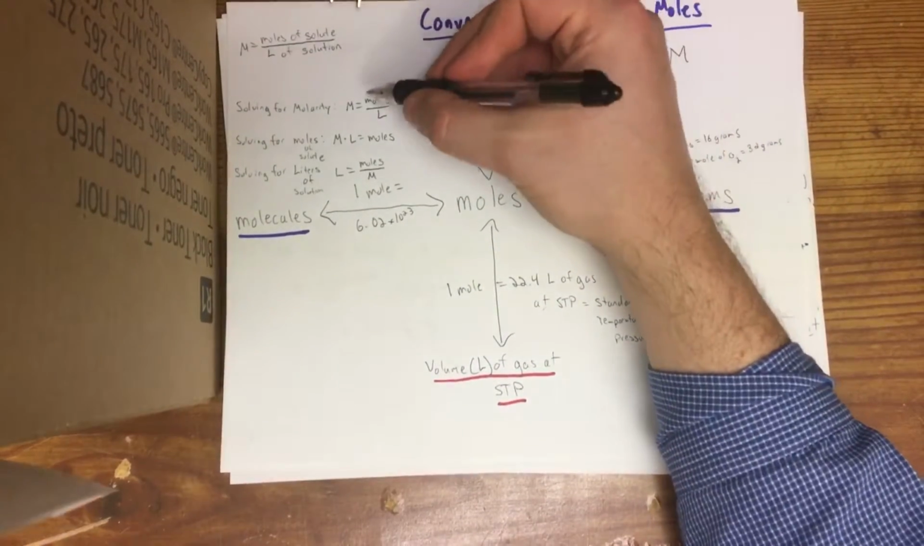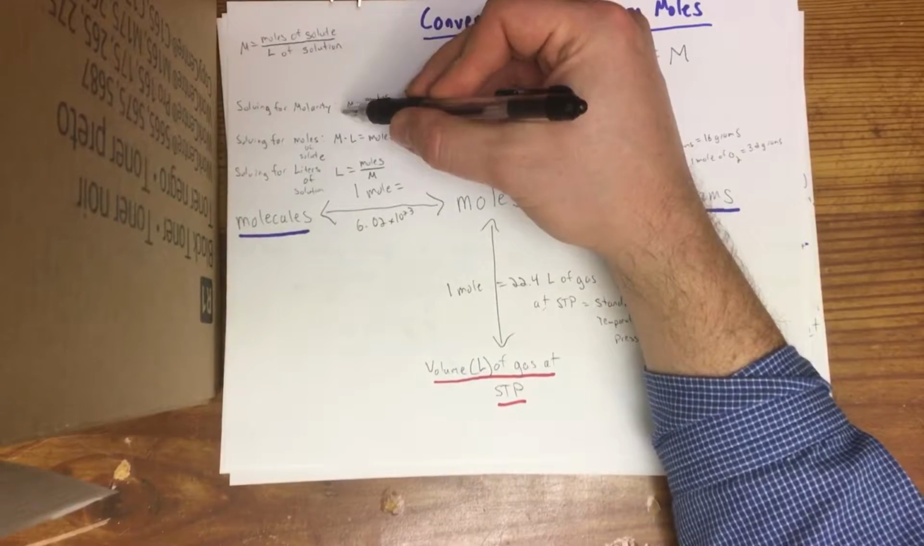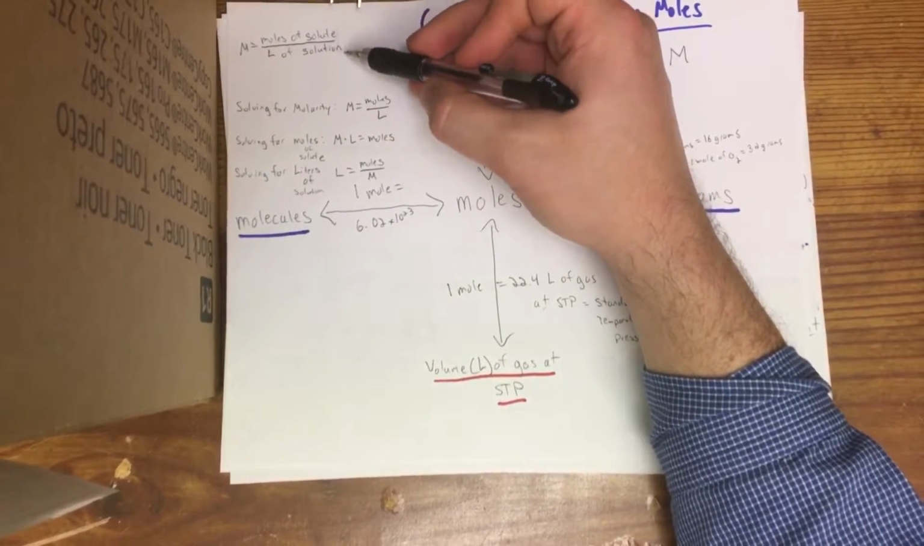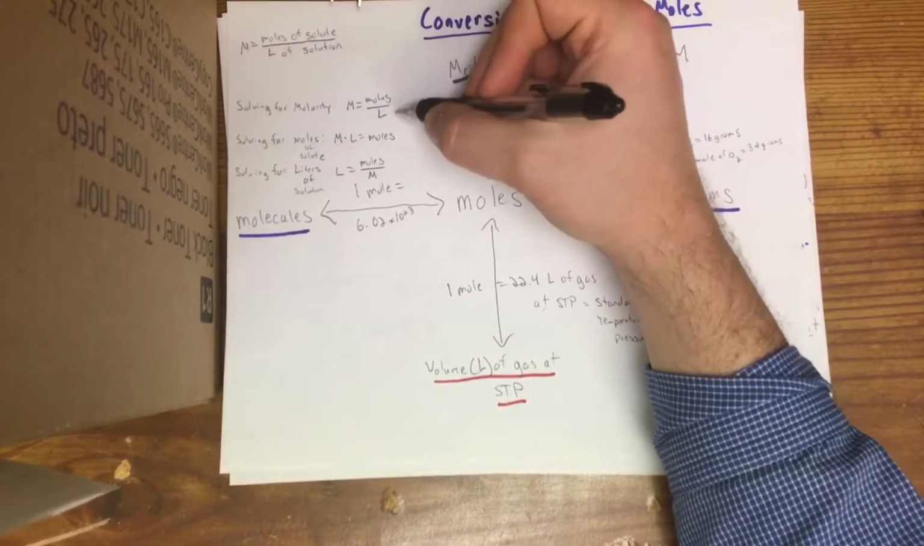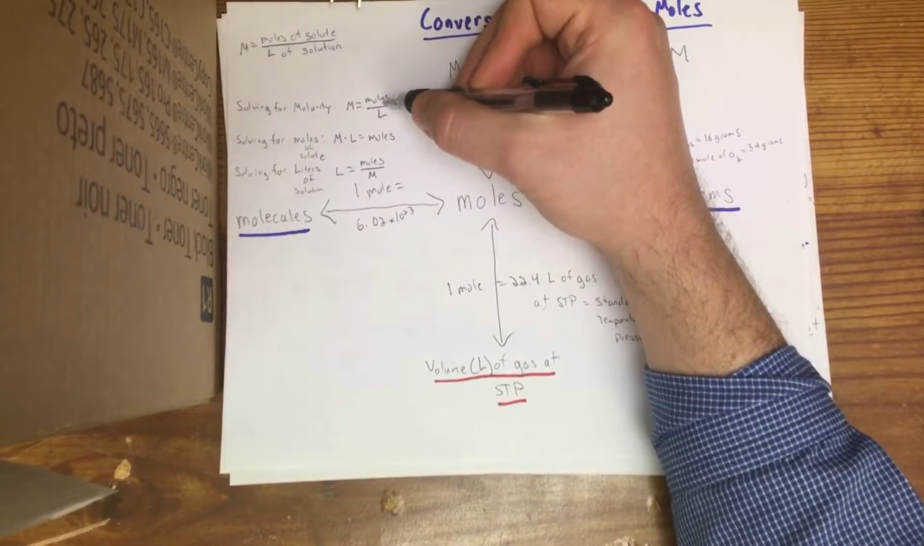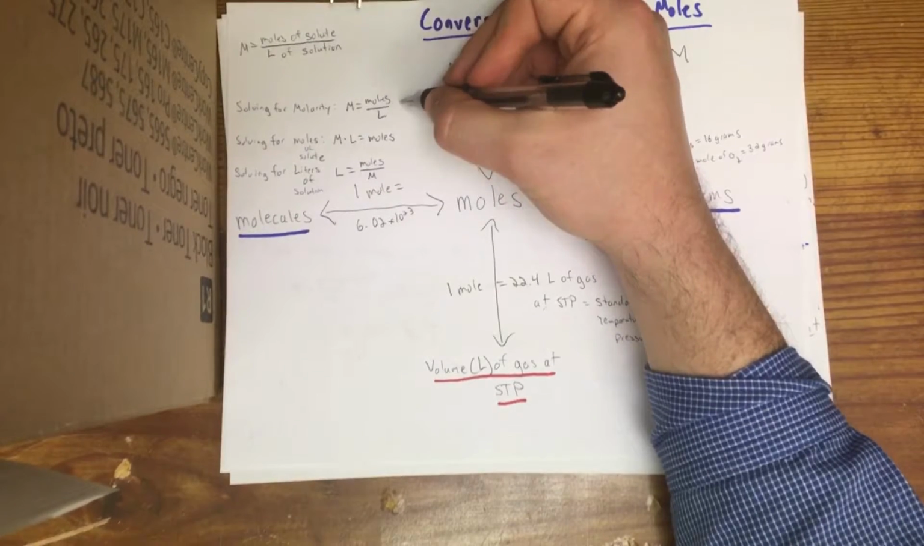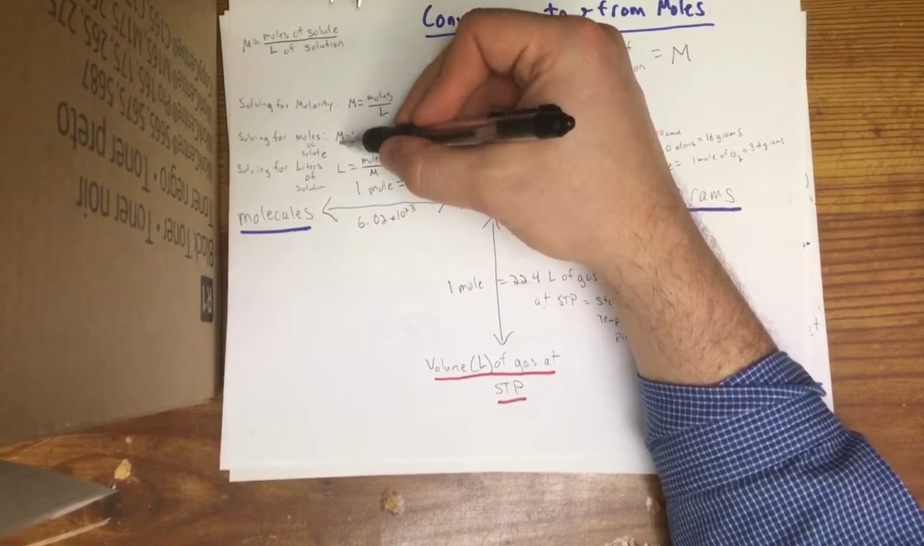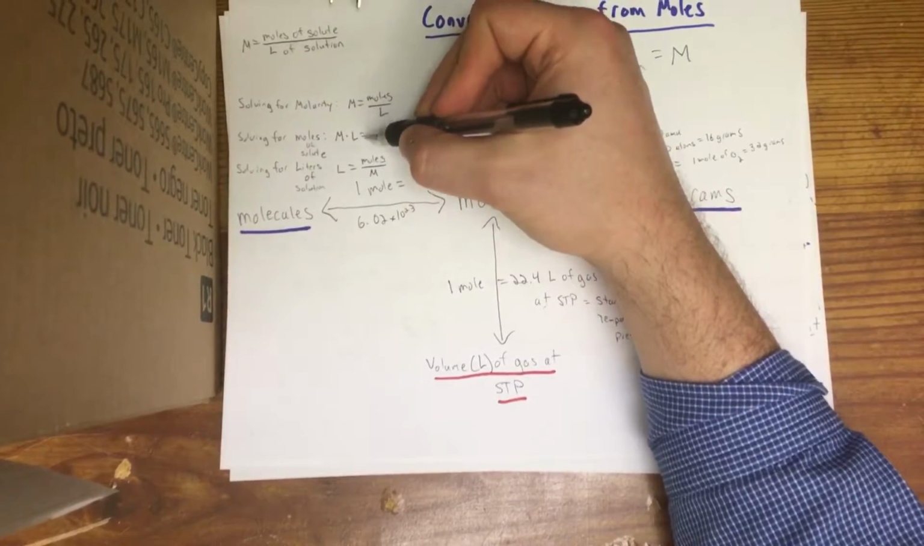So the first one is solving for molarity. So the molarity of a substance, as we said, is equal to moles of solute divided by liters of solution. If we wanted to solve for moles of solute, what we would do is we would multiply both sides of the equation by L. And that would give us molarity times liters of solution is equal to moles.